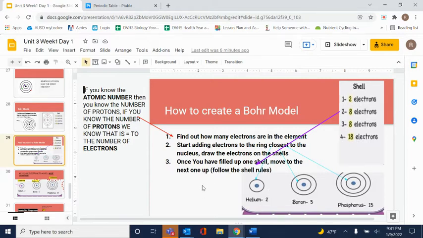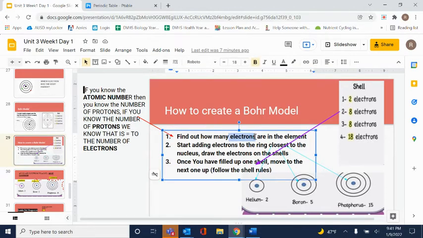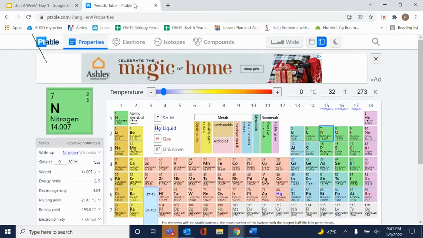First rule to creating a Bohr model: find out how many electrons are in that element. Because if you can figure out how many electrons there are, then you can draw it right away. You cannot draw it if you don't know the atomic number. So you're going to go to the periodic table, and let's say I'm drawing nitrogen. Nitrogen has an atomic number of 7, which means it has 7 protons, which, because we know the rule, it has to have an equal number of electrons. So therefore, it's going to have 7 electrons.